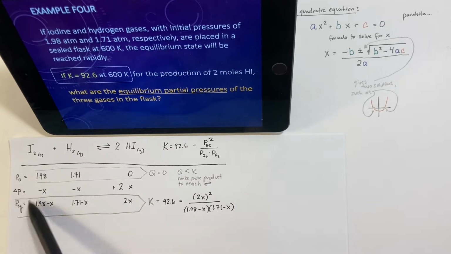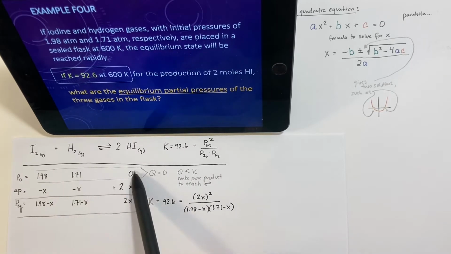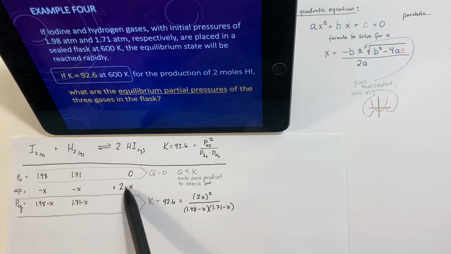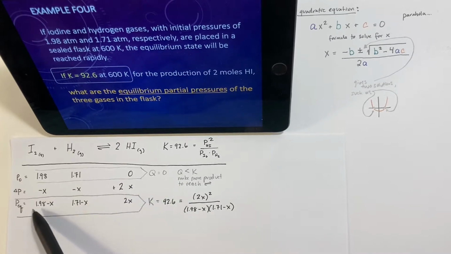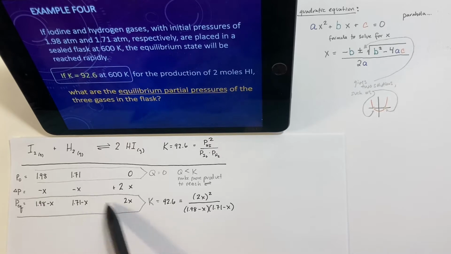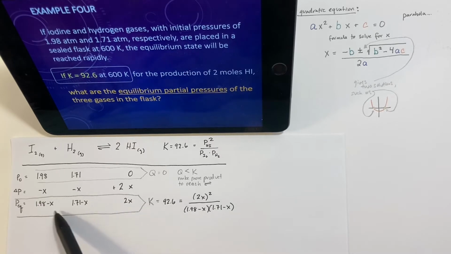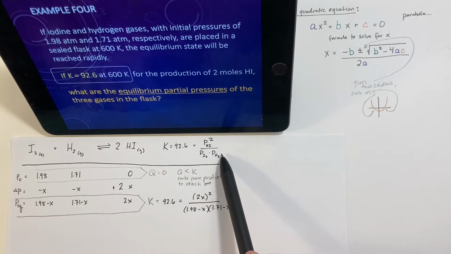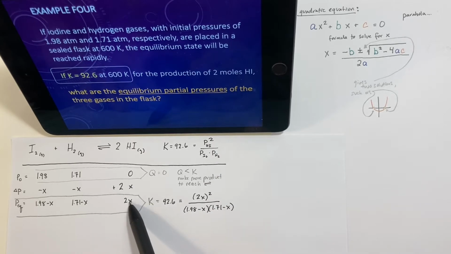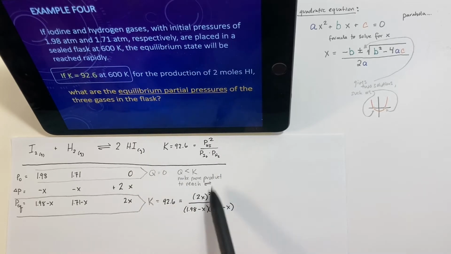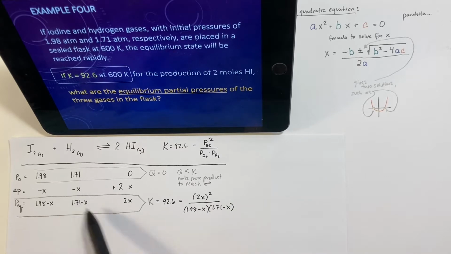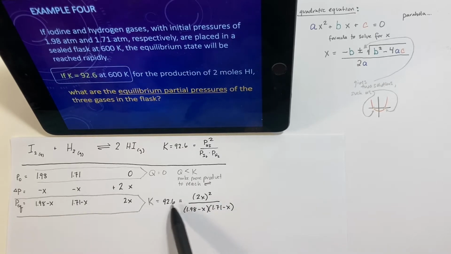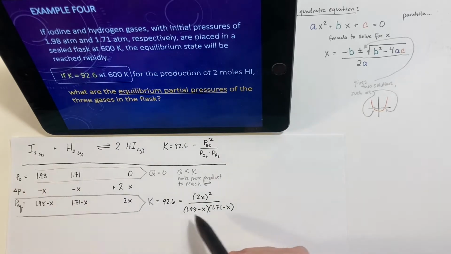Remember this ICE table. We first write in the initial pressures of each, and then we predict how they're going to change by knowing this Q. And then this represents the equilibrium pressure. So we have to solve for x. Equilibrium pressures are what go into a K expression, this ratio. So we could put our 2x in for the product and square it, and then we plug these in for the reactants. We have this ratio where we know it's equal to 92.6.